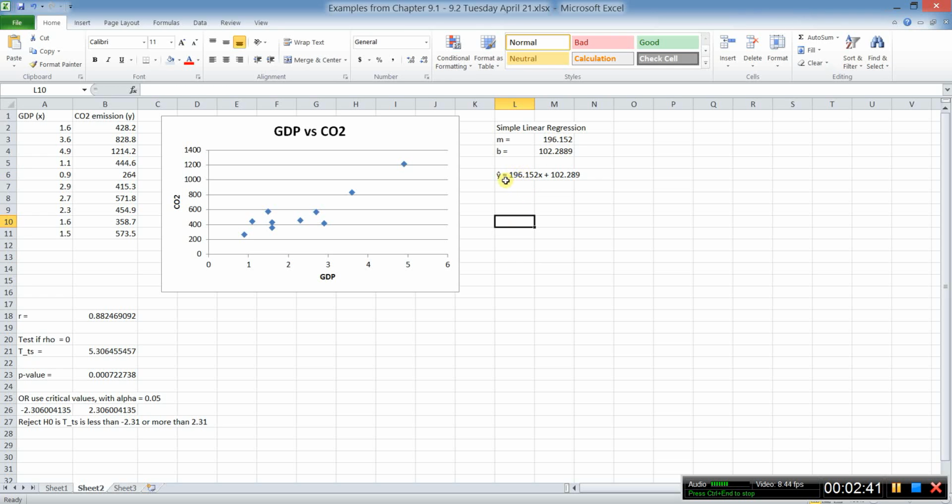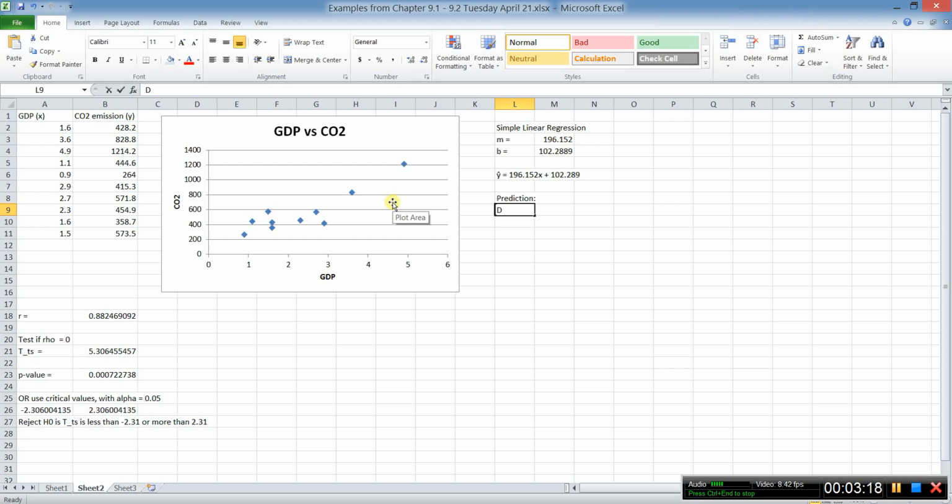So there's the line. For some estimate of CO2, I can plug in X, or GDP, and get out an estimated value of CO2 using this line. This is the y-intercept and this is the slope. So later on, someone might ask us, what's a prediction of what CO2 is when you have $4.5 trillion in GDP? We can use this line to do a prediction.